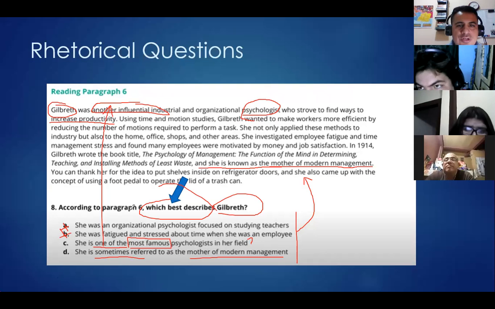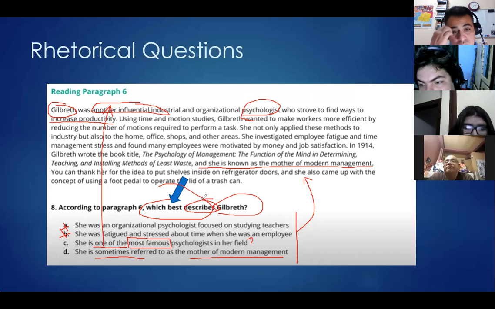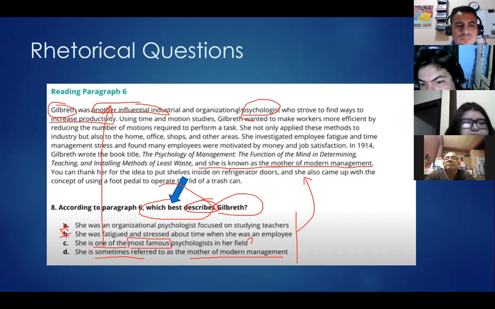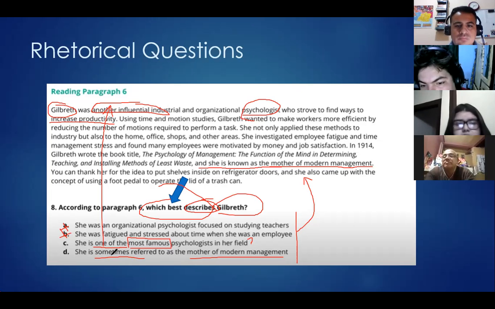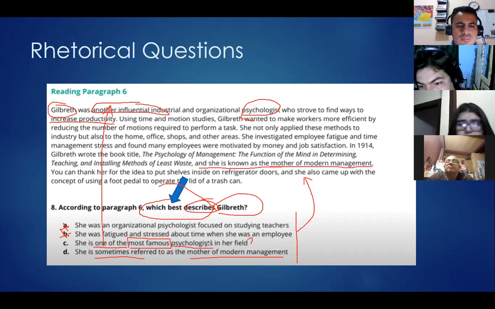So here, look, the only thing you have to be careful about is to read the question: which best describes. Describes. So we're looking for an adjective. For me, it's letter C, because in letter D, it talks about she's just referred to as the mother of modern management, but the whole paragraph is talking about all the things that she has done. So for me, she is one of the most famous psychologists in her field.